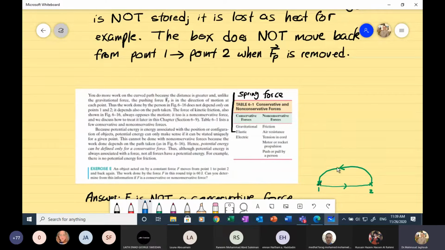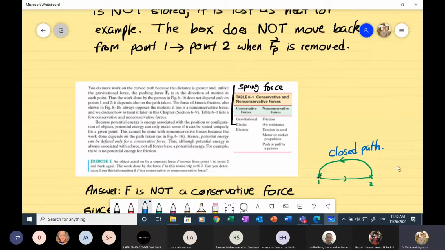I chose this path. We call this a closed path. Can you tell me why I call it a closed path? Displacement is zero. Exactly, well done, because the displacement is zero. Because you started from point 1 and you came back to point 1. If you go back to the same point that you started from, we call it a closed path.